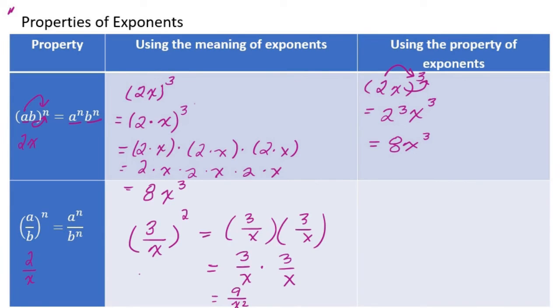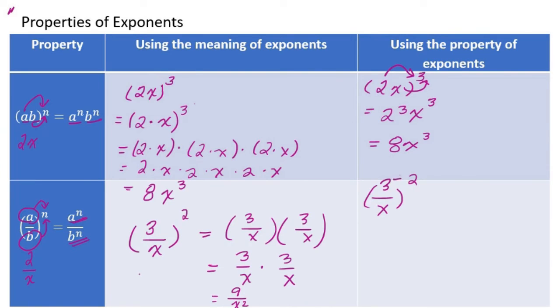Once again, it's usually easier to use the property of exponents rather than work this out using the meaning. So again, let's start with 3 over x to the power of 2 and have a quick look at what our property tells us. Well, it says take every single thing inside the brackets and raise it to the exponent. So we take the entire numerator, a, and raise it to the power of n, because it's a to the power of n. And then we take the entire denominator, the b, and raise it to the power of n. And here is our new denominator.